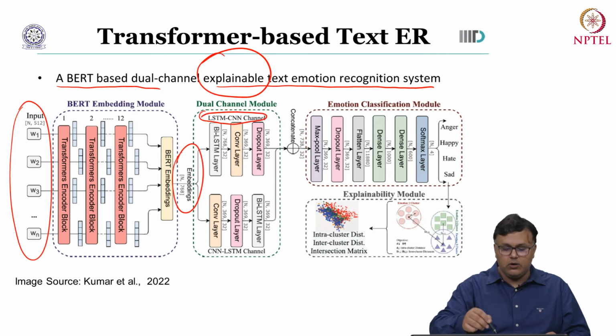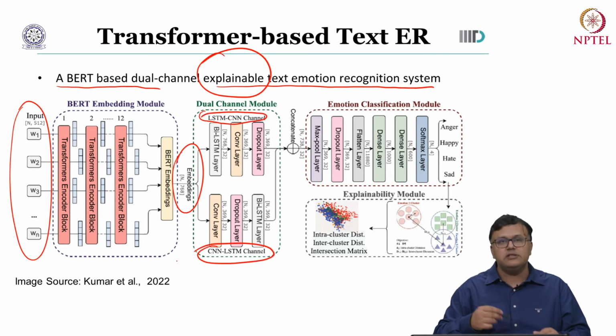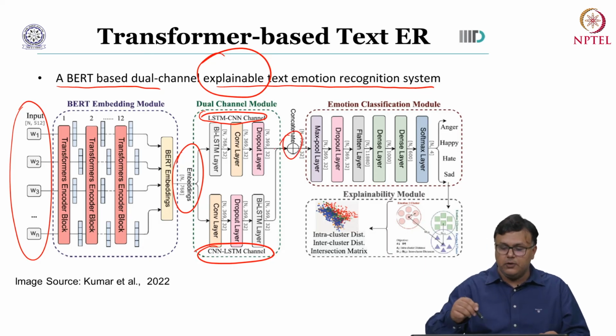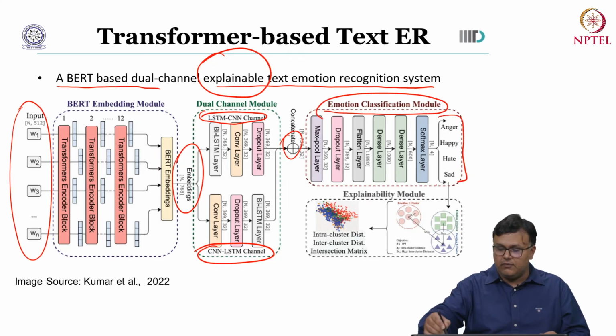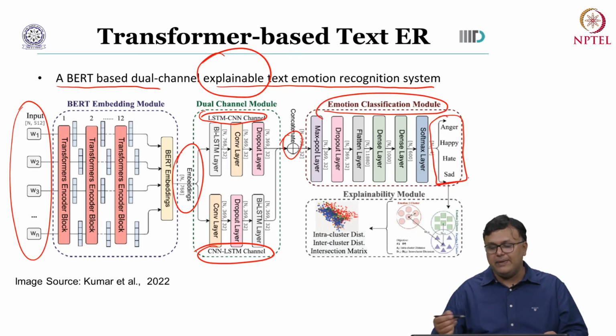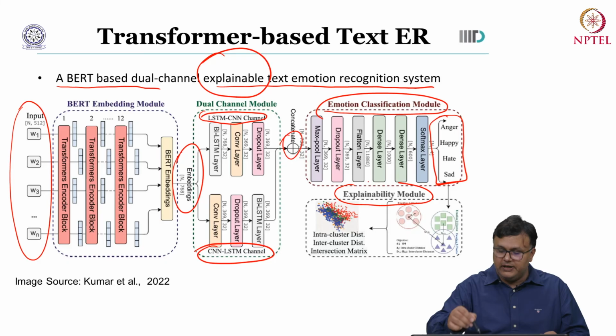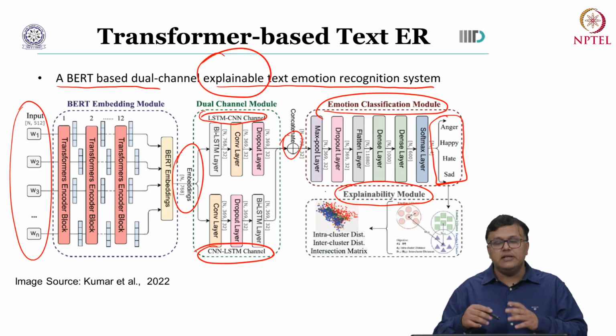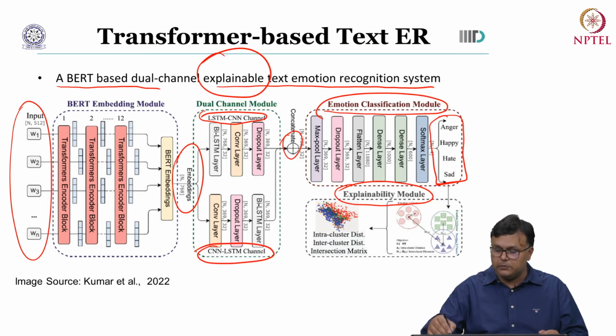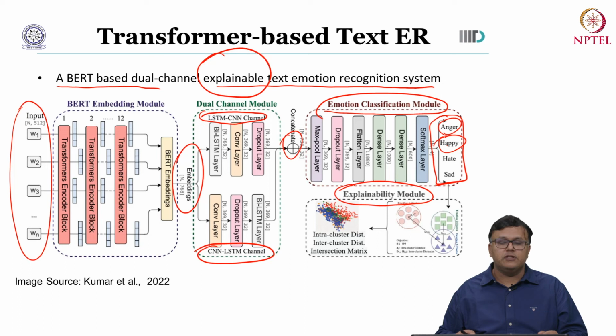RNN-CNN model and a CNN-RNN model. This is just to exploit the temporal relationship. We concatenate the feature output, and then we have a classifier. Now this classifier is telling us one of these four states: anger, happy, hate or sad. Further, the authors also propose an explainability module, which is looking at the intra-cluster distance, inter-cluster distance of the outputs to explain why we have anger or happy as a particular label which is predicted.